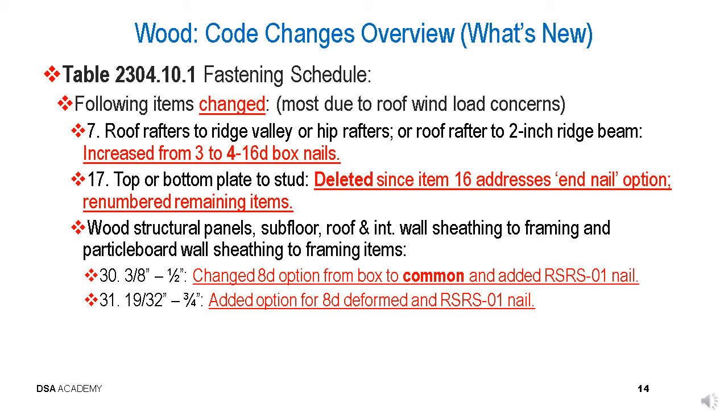They also added a table for ring shank nails used to connect standard framing lumber, equivalent to 16 pennies and things like that. The RS-RS-01 nail is equivalent to a 6D common nail. It's a little longer and has a slightly larger head than a 16 common nail.